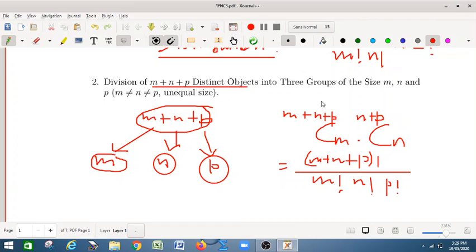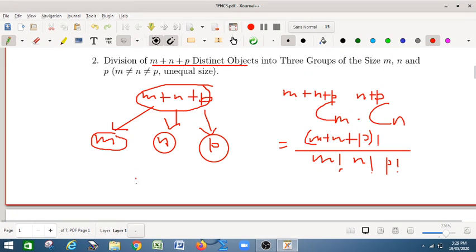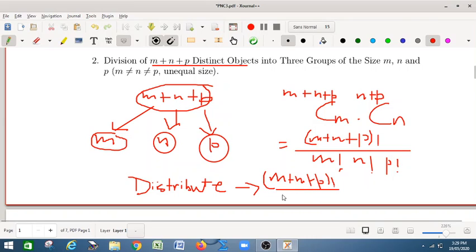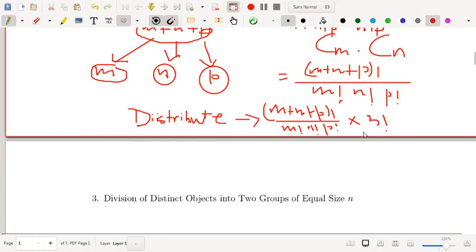From the remaining you select n objects, then the remaining will be p objects. So this is how your division works. Now you want to distribute again among three persons. So your result will be factorial (m plus n plus p) by factorial m, factorial n, into factorial p, into factorial 3. Okay, clear? This is how your result works.